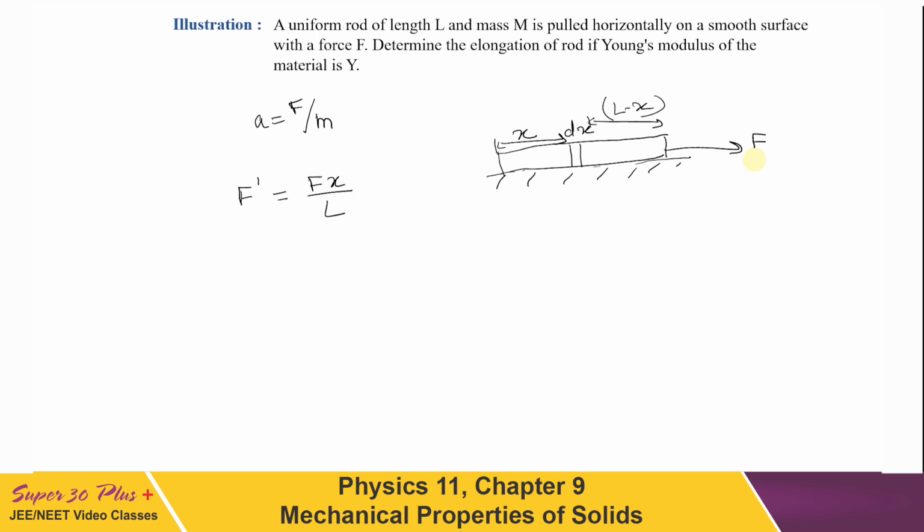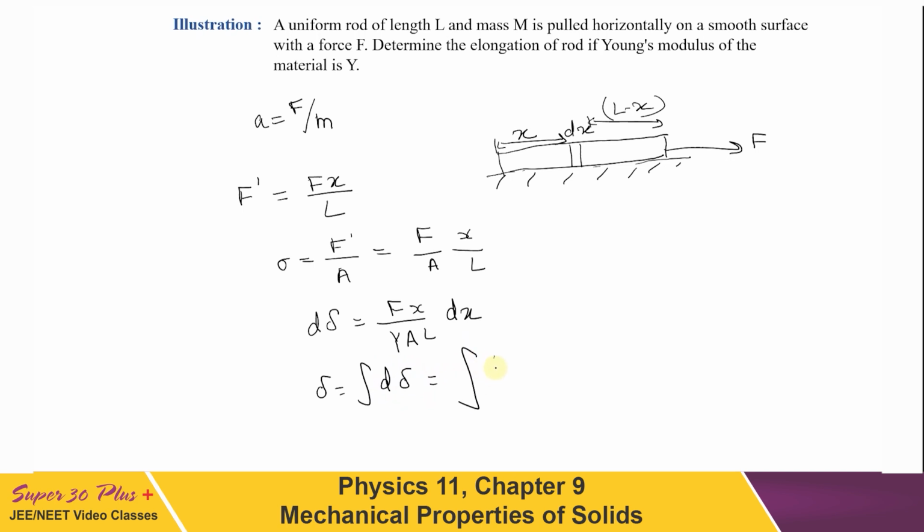So for the length x, it will go up to the value Fx upon L. And we can write the stress at this section as sigma equal to F' upon A. On substituting the values, it will be F upon A times x by L. If we consider, as in the previous question, d delta to be the elongation produced in this small cross section, then it can be written as F upon YAL into x, and then the length of this element, that is dx.